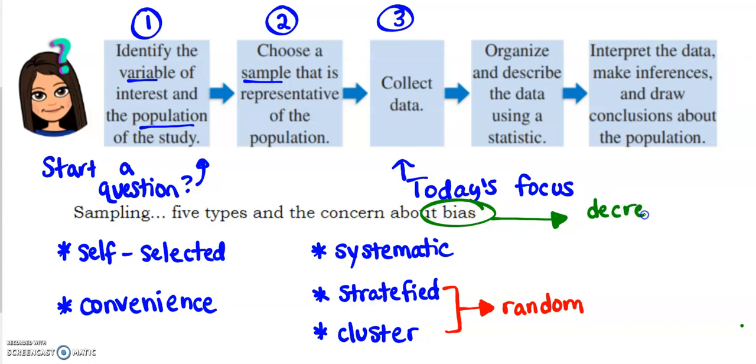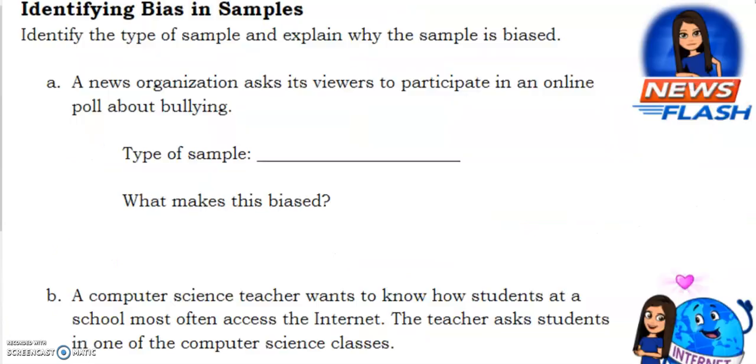So your bias, I should say, can decrease with random sampling. And as a reminder, bias is any error from misrepresenting the population. Okay, so to revisit those topics, let's look at a couple of examples.